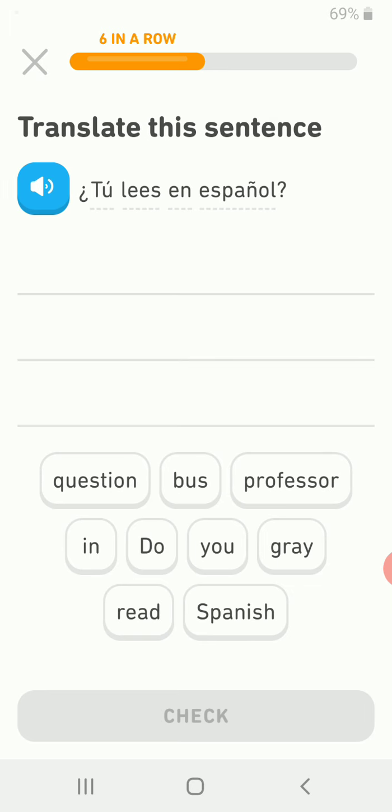¿Tú lees en español? So we have seen leo, yo leo, tú lees. This is for the verb leer, to read. So this is a question because we see the inverted question mark at the beginning. In Spanish, you don't need to change the construction of the sentence to make it a question. You just raise your voice at the end to mark the question.